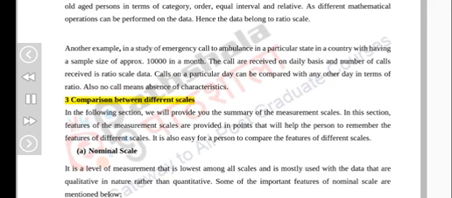3. Comparison between different scales. In the following section, we will provide you the summary of the measurement scales. In this section, features of the measurement scales are provided in points that will help the person to remember the features of different scales. It is also easy for a person to compare the features of different scales.